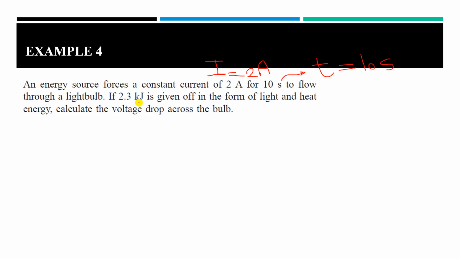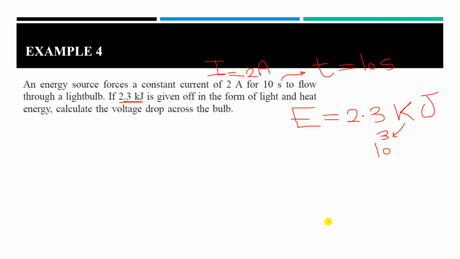If 2.3 kilojoules is given off in the form of light and heat energy, find the voltage drop across the bulb. So here we have 2.3 kilojoules given off in the form of light and heat. This is a light bulb which gives light and heat energy. So this energy is 2.3 kilojoules. We say that our energy is equal to 2.3 kilojoules, and we said before that kilo is equivalent to 10 to the power 3.